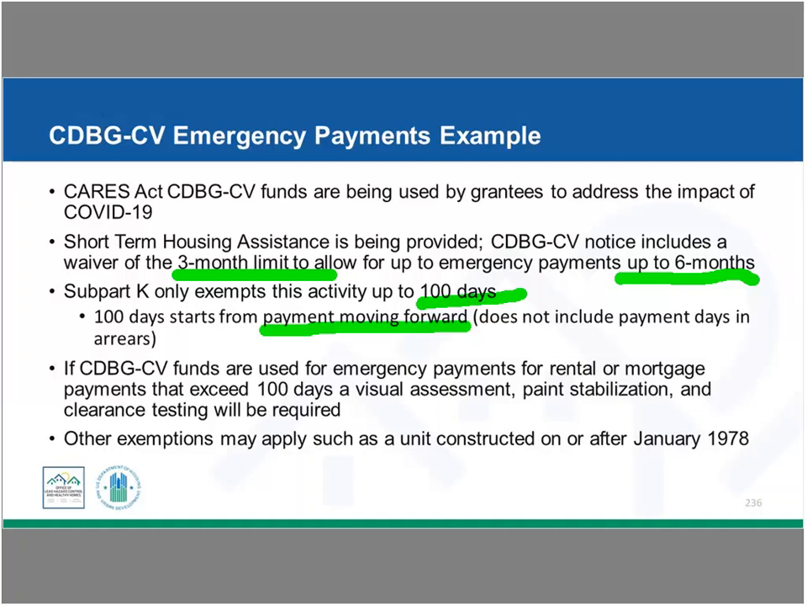So it is a program design question. I think many of you are going to find that based on when households are coming to your program and asking for assistance, that 100-day exemption is going to cover all of the assistance that you are choosing to provide. So that's kind of how the Subpart K rule and the exemption overlay with the CDBG-CV emergency assistance.